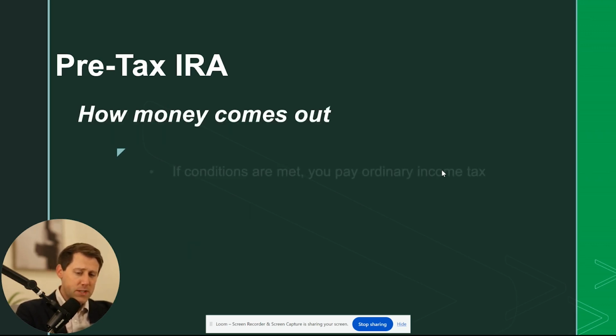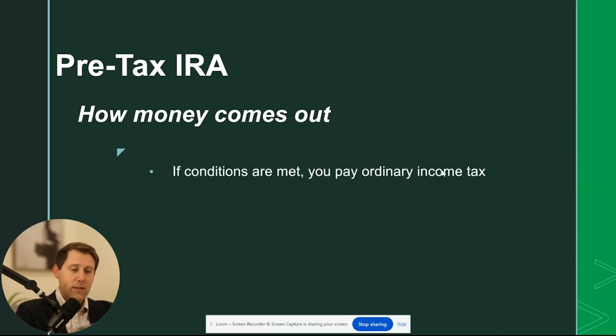How money comes out? If the conditions are met, meaning you're 59 and a half, you would pay ordinary income tax on that. Again, this is a big strike against the pre-tax IRA. So you want to try to time when you pull money out of your pre-tax IRA during the years where you have the lowest income brackets.